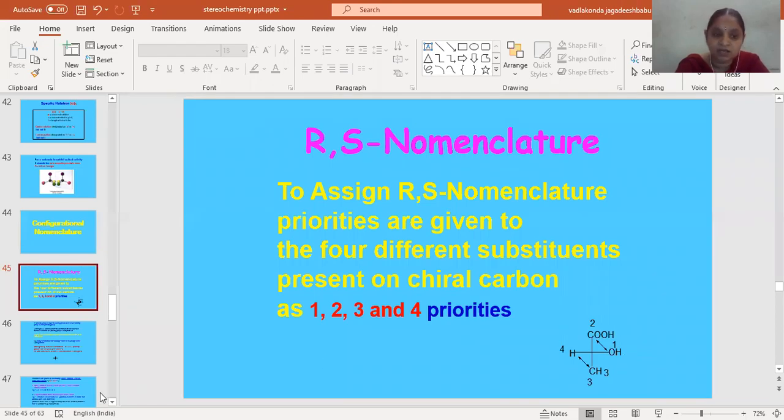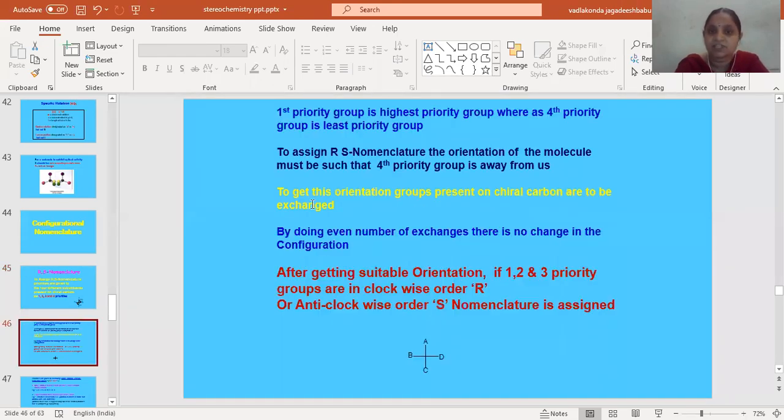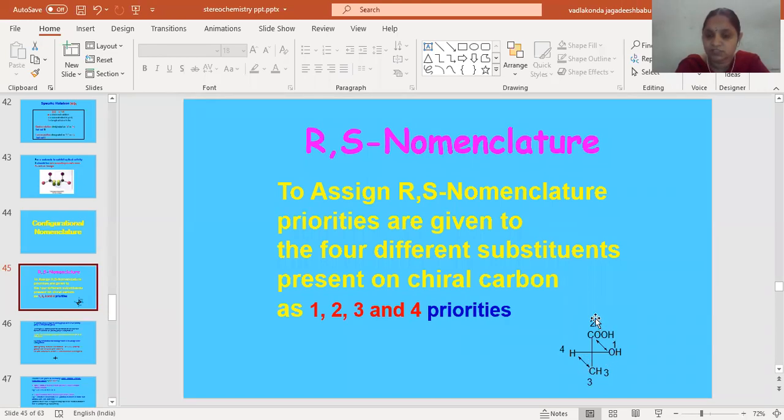According to the Cahn-Ingold-Prelog rule, the first rule is that we have to give priority to the atom which has the highest atomic number. For example, if we have iodine, bromine, chlorine and fluorine, the highest priority will be given to iodine, then bromine, then chlorine, then fluorine. That means the atom with the highest atomic number will be given the highest priority. In this molecule, on the right side it is attached to OH. The first atom is oxygen, so this will be given first priority.